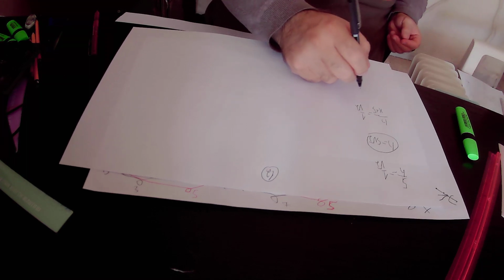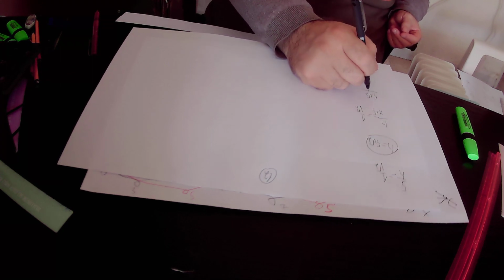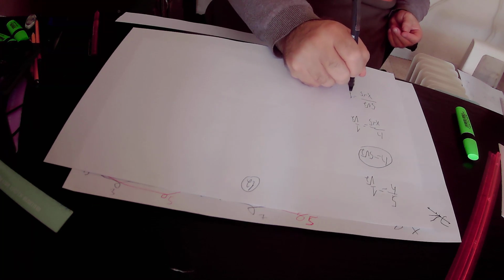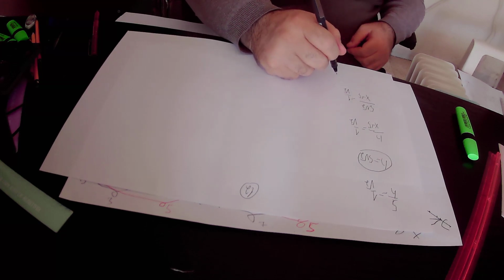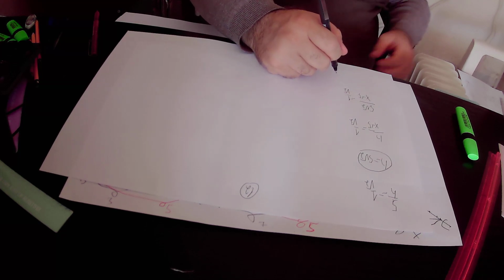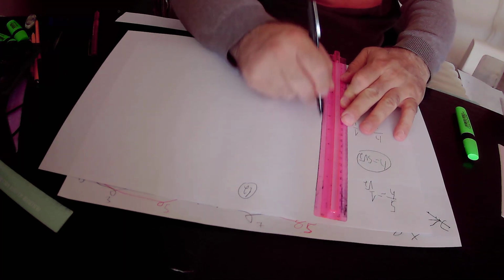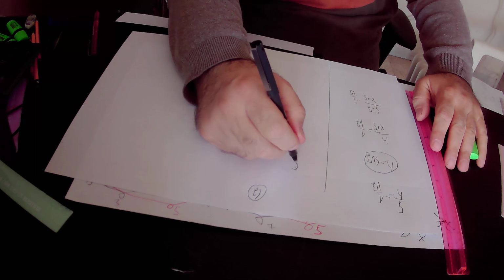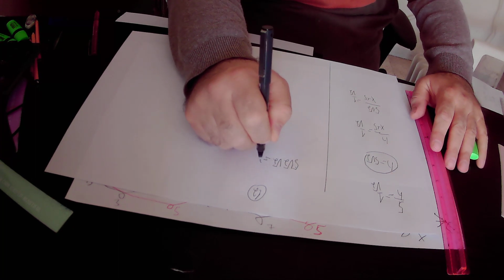We have already found out that h equals 5 times square root of 2. So we substitute h by 5 times square root of 2 over x plus 5 is equal to 1 over square root of 2. Here we will cross multiply this equation and we will get that 5 times square root of 2 times square root of 2 equals x plus 5.